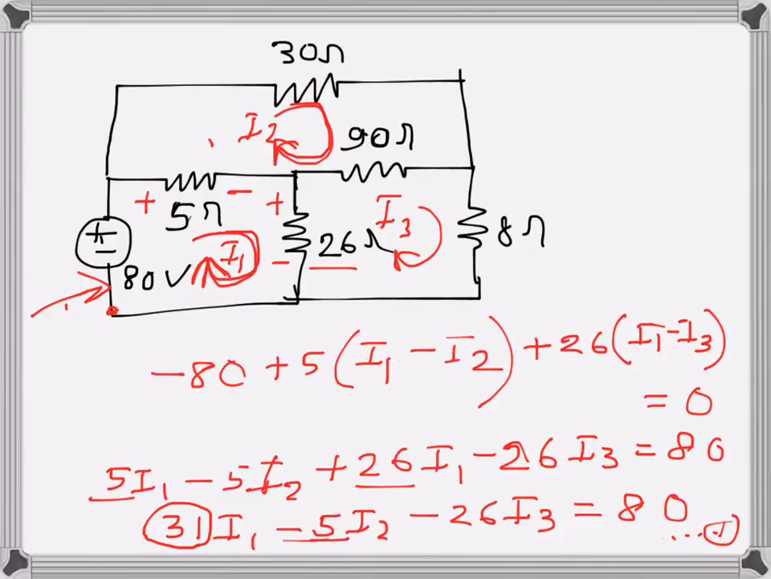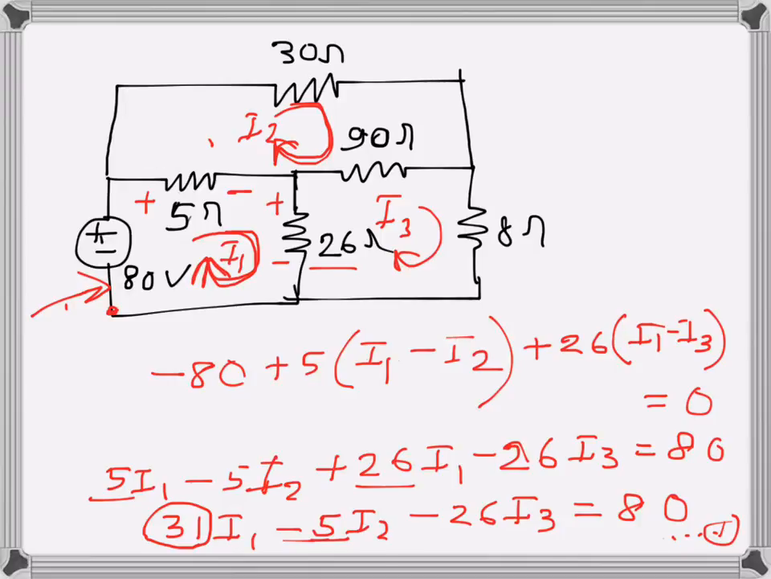The other two mesh currents will come as negative, and the coefficients will be the common resistances. For I2, the common resistance is 5 ohms, so that is minus 5 I2, and then minus 26 I3, because 26 is common between I1 and I3. The 5 ohm resistor was common between mesh 1 and mesh 2, so the mesh 2 current comes as minus 5 I2. I think that's understandable now.